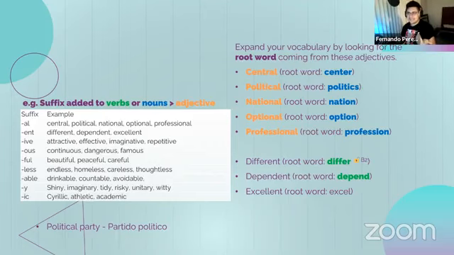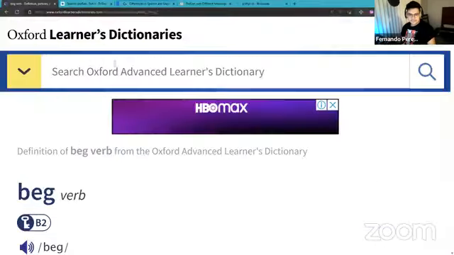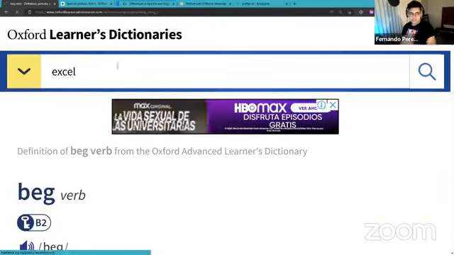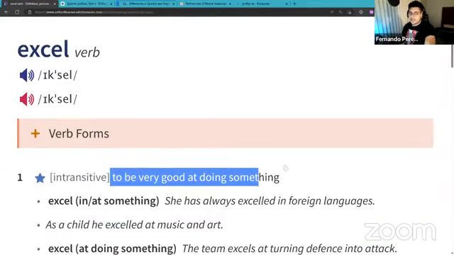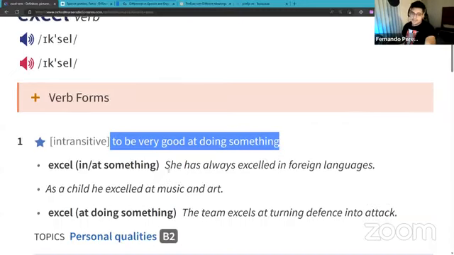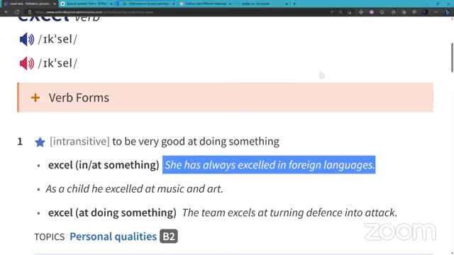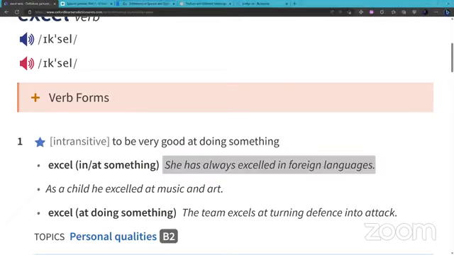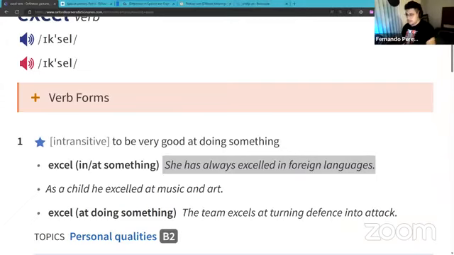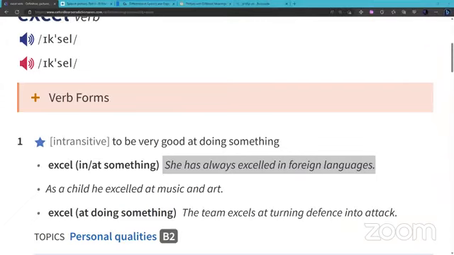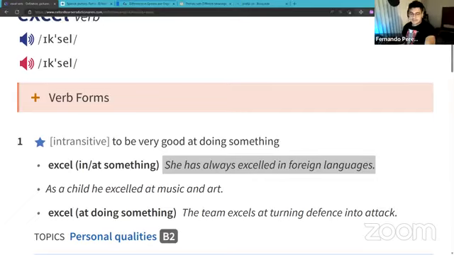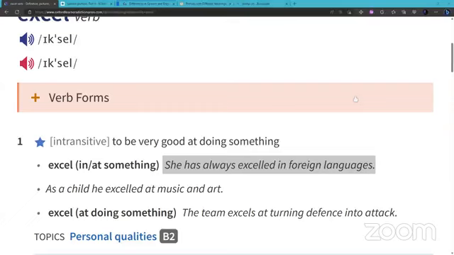It's following the same pattern that we followed with differ. What is to excel? To excel is to be very good at something. For example, she has always excelled in foreign languages. She has always excelled. Okay, it's a verb. It's weird to see that word. Welcome to B2.